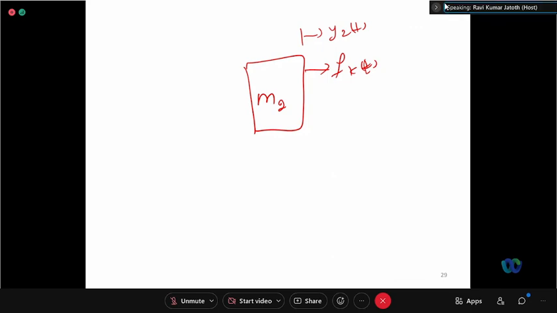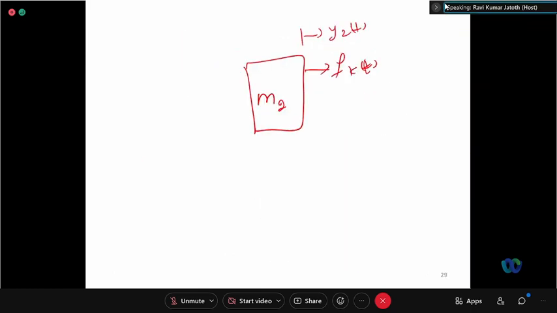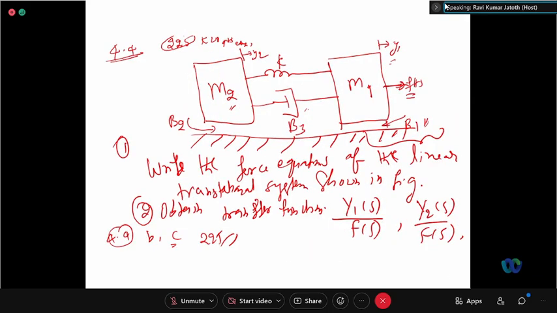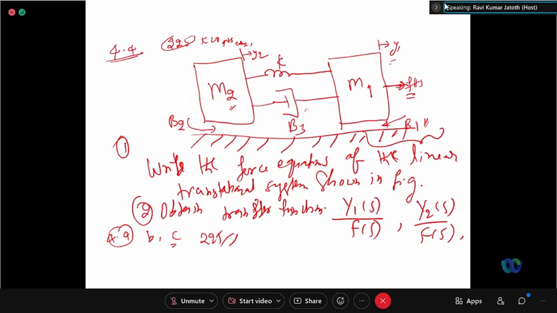And what about Fb3 and Fb2? Fb3 would also be in the right, so Fb3 of t is also in this direction. But what about Fb2? It would be opposite, because when the body is moving like this, it opposes. So Fb2 is in this direction. So this is Fb2 of t. Correct, no? Is there any other force acting on M2? No, sir.